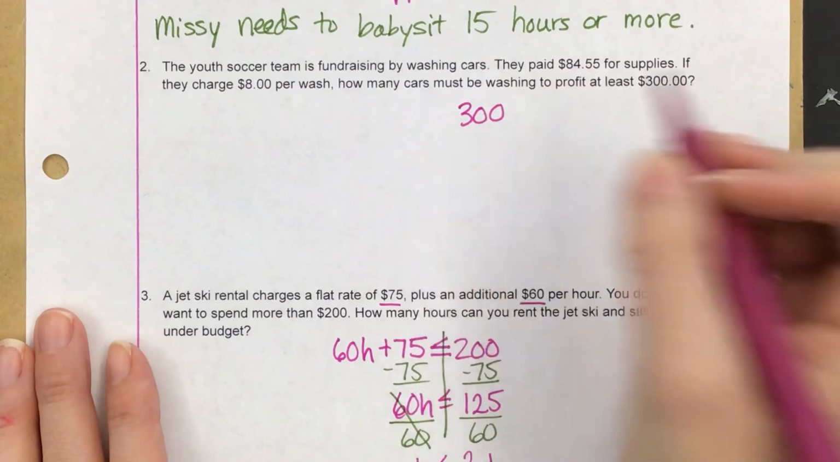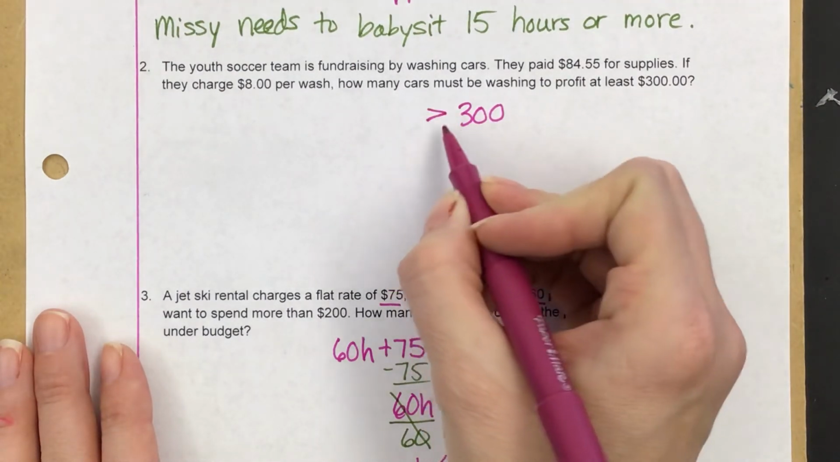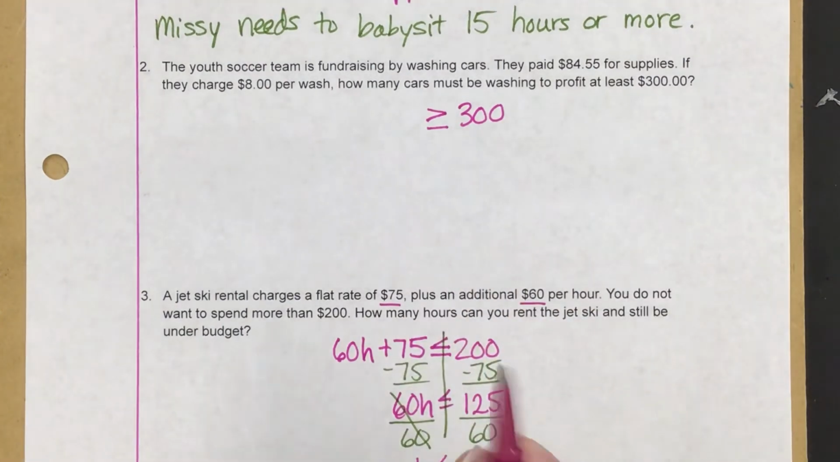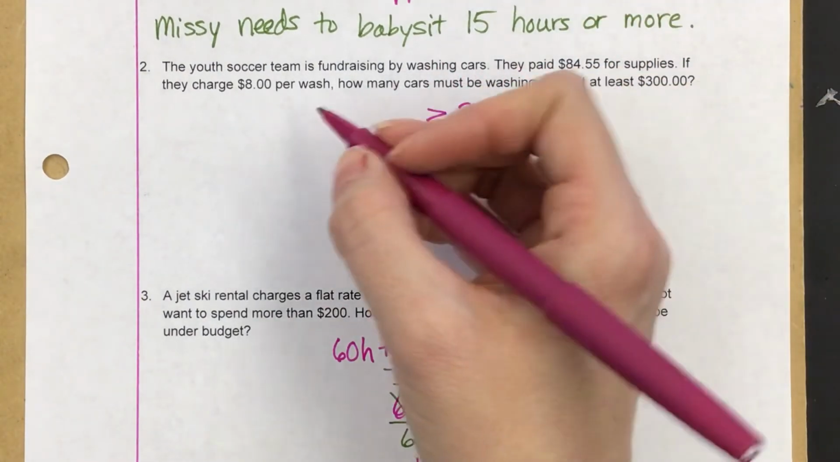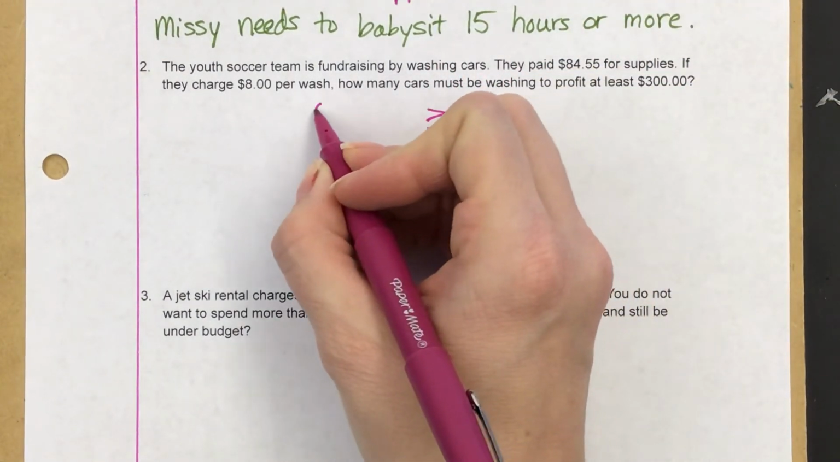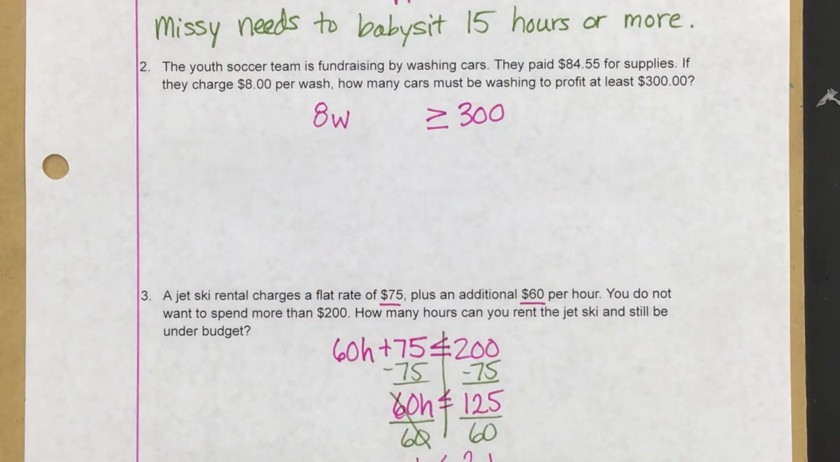So we want however much money they make to be greater than or equal to 300, right? And how much do they get per vehicle? $8. So 8, and I'll do W for my variable there. Now, question for you: are they getting $84.50? No. So what am I going to do differently here? Robbie, is that what you're going to say? Yeah.